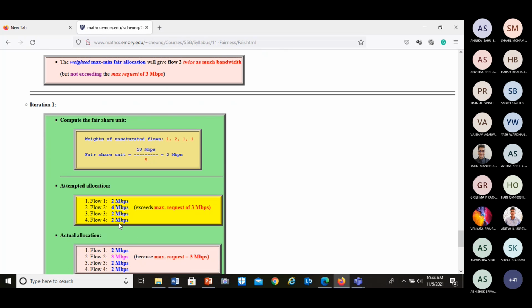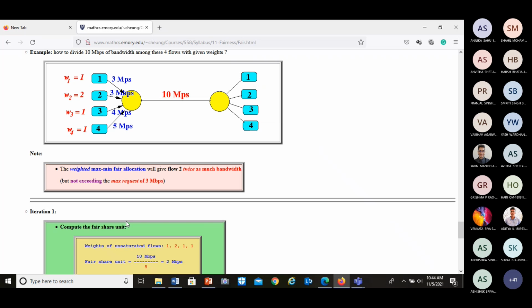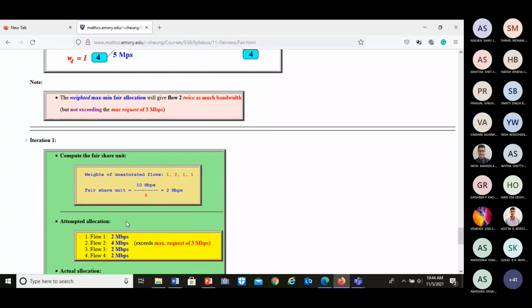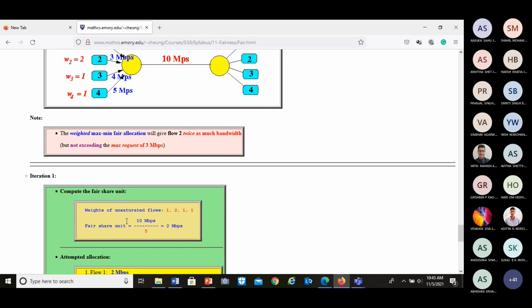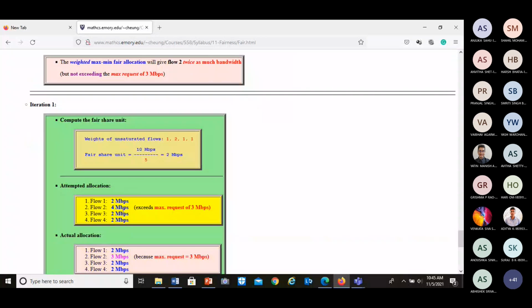Now look here. The first user will get 2 mbps, the second user 4 mbps, and the third and fourth will get 2 and 2. Now what is requested here? User 1 has requested 3 and is getting 2, so that is fine. User 2 has requested 3, but he is getting more, 4 mbps. So 1 mbps is extra.